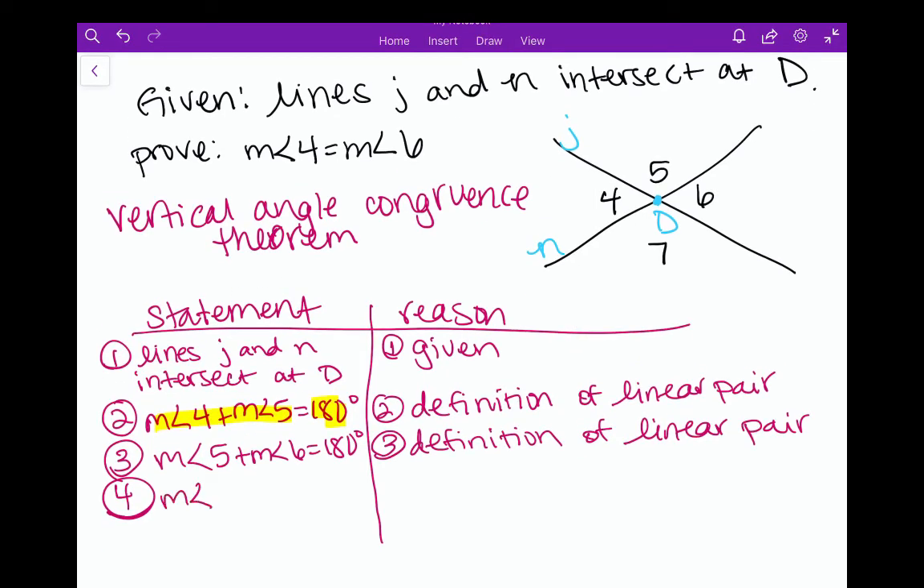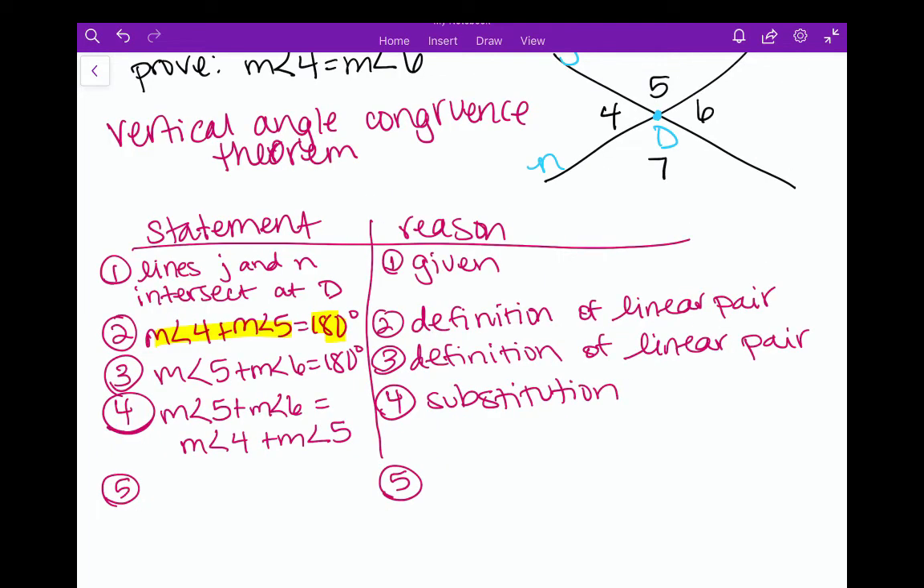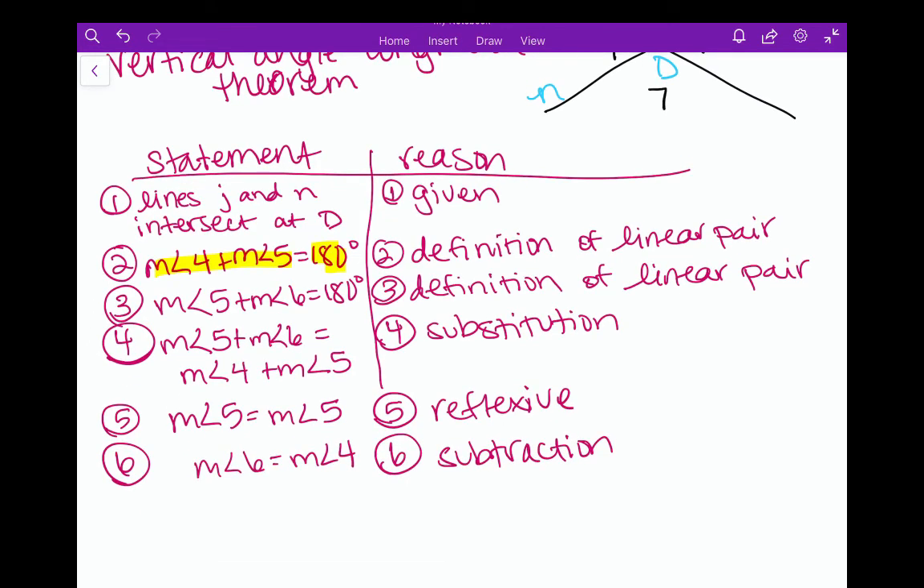So I'm going to say that the measure of angle 5 plus the measure of angle 6 equals, instead of 180, the measure of angle 4 plus the measure of angle 5. That is substitution. So if 5 plus 6 equals 4 plus 5, then all we have to do is subtract angle 5 from both sides, and we would get 6 equals 4. So I'm going to show the reflexive property first, and then I'll show my subtraction. And if I wanted to be really picky, my last step would be that the measure of angle 4 equals the measure of angle 6, which is the symmetric property.